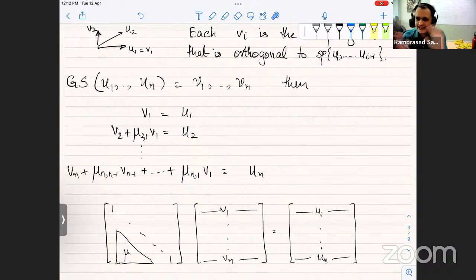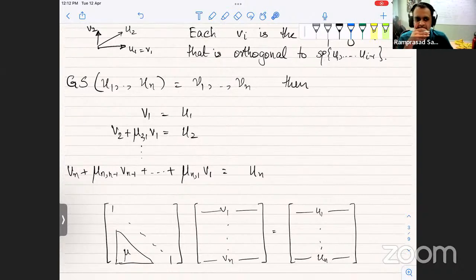And in fact, you can rephrase Gram-Schmidt in the following way. Can you write your matrix as a lower triangular matrix with ones on the diagonal times an orthogonal matrix? There is a unique way of doing this, and that's what Gram-Schmidt gives you. Okay, so this is what Gram-Schmidt orthogonalization is at this point.